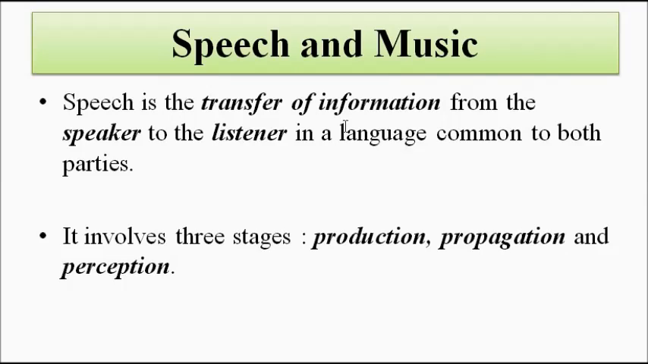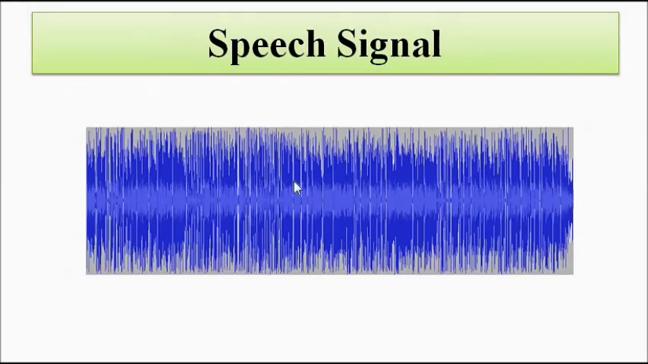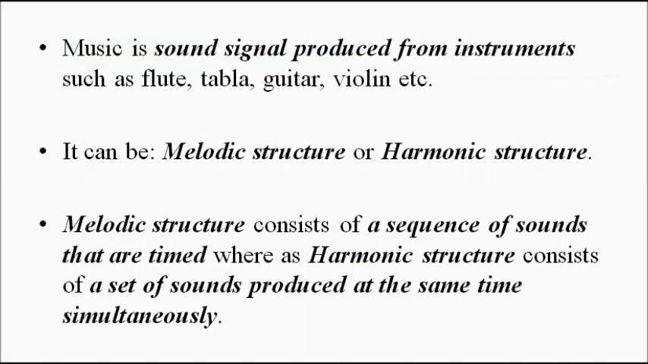Speech is the transfer of information from the speaker to the listener in a language which is common to both parties. It involves three stages: production of the voice by the vocal cords, then its propagation, and perception, how the other person interprets the information and responds to that. A typical speech signal looks something like this. It's a little bit compressed, but it looks something like that.